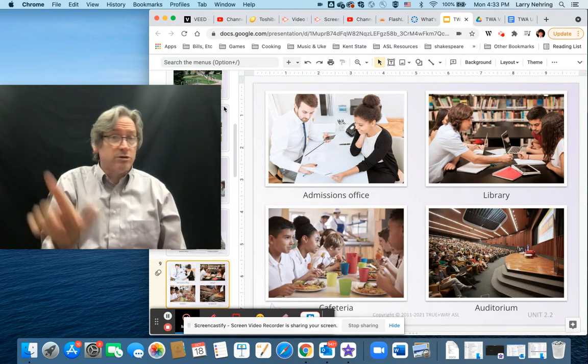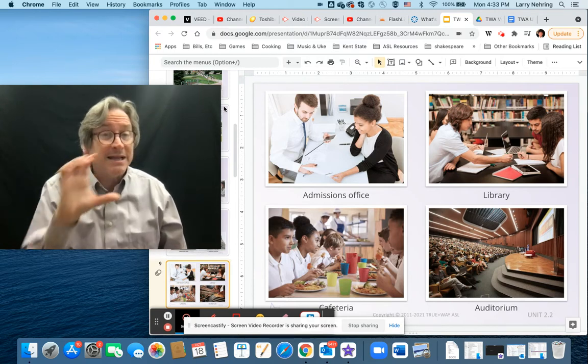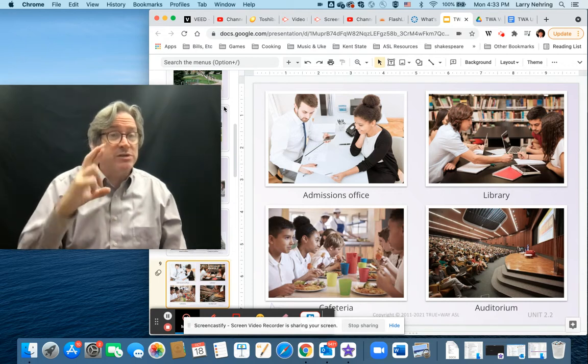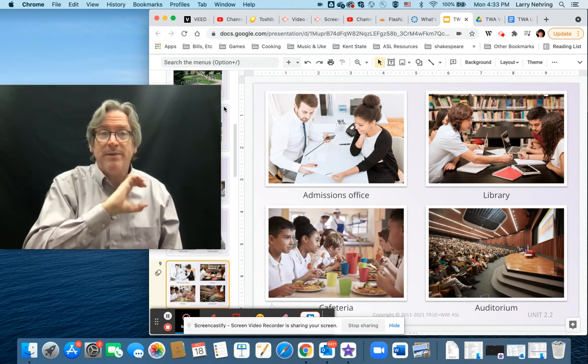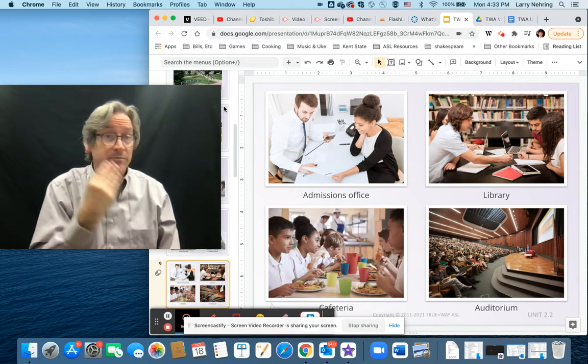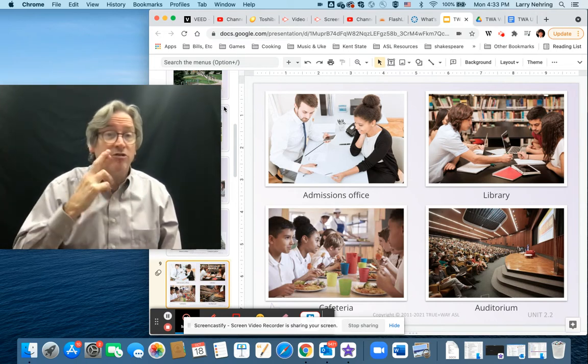Library, just circle an L. Cafeteria. Cafeteria is also the same basic sign as restaurant. It's like you're wiping your mouth with, this is the sign for napkin. Cafeteria, restaurant.